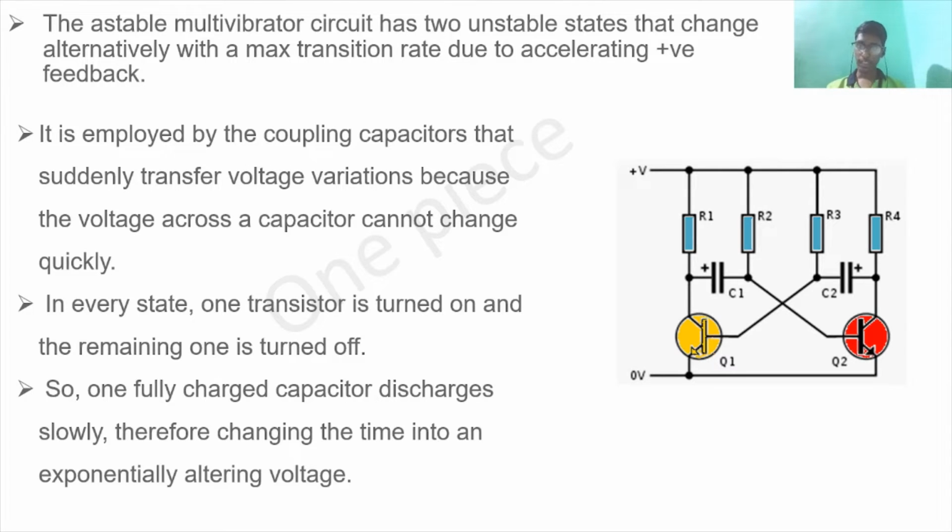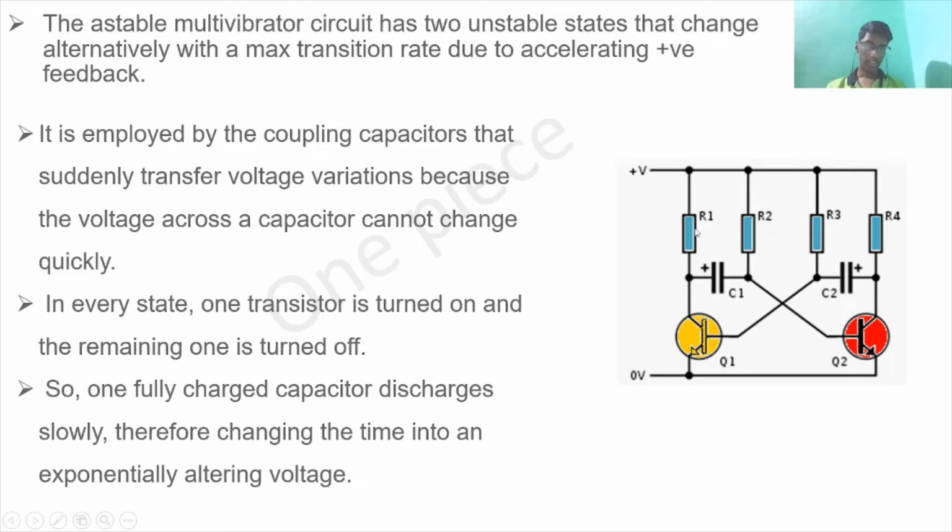In every state, one transistor is turned on and the remaining one is turned off. One fully charged capacitor discharges slowly, therefore changing with time into an exponentially altering voltage. So here we can see the diagram of an astable multivibrator.